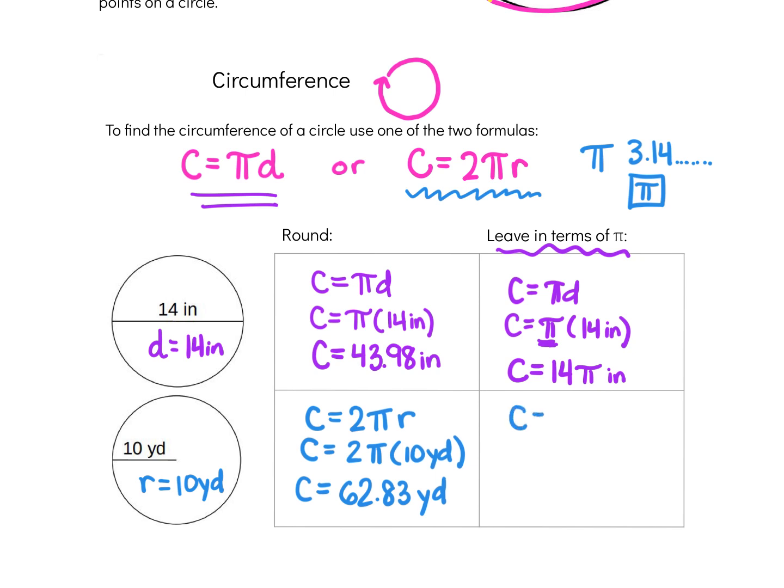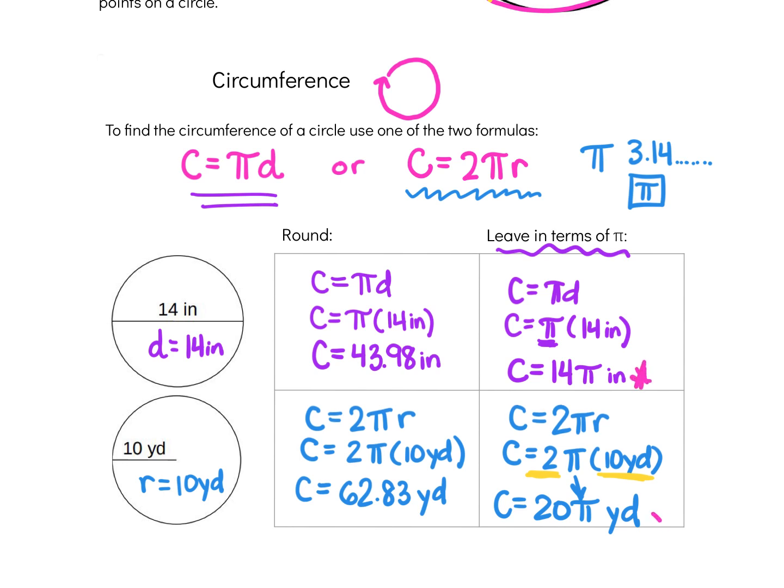So leaving in terms of pi, let me show you what that looks like. 2 pi r is my formula. Again, we're going to substitute in what we know, and I know that my radius is 10 yards. So right here, I am going to multiply everything but the pi. I'm going to leave pi in my answer. That's what it means to leave in terms of pi. 2 times 10 is 20. And I have my pi. Again, I'm leaving it right there, and I know this is in yards. So right here, these two answers are my unrounded answers. And the problem will tell you if they want you to leave it in terms of pi or they want you to round it.